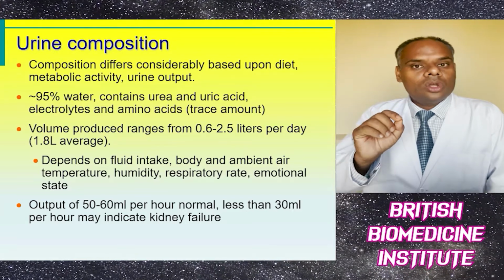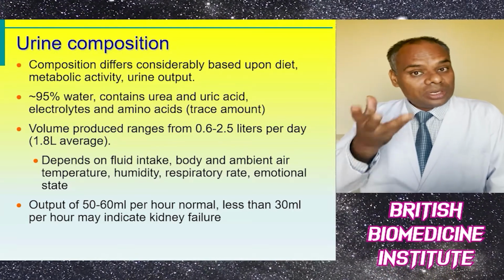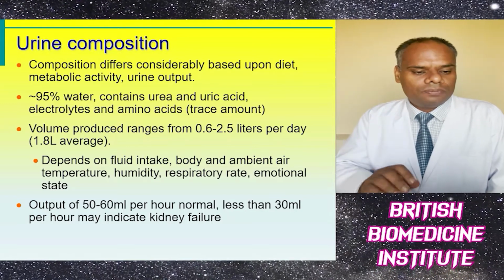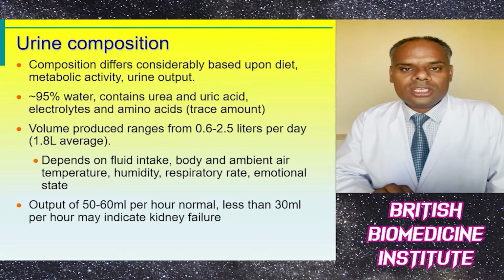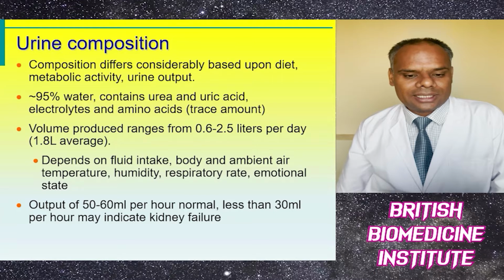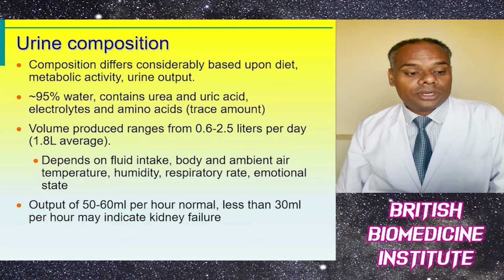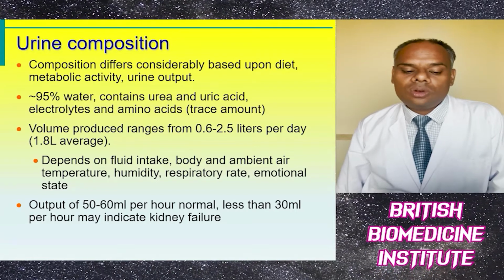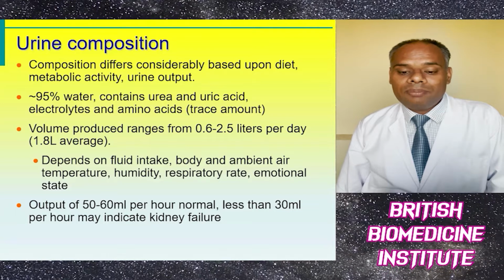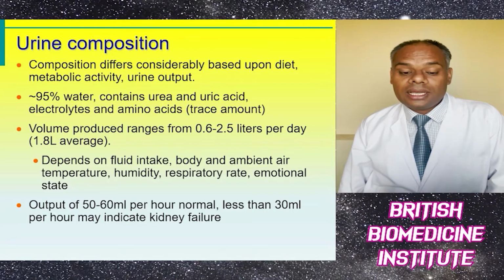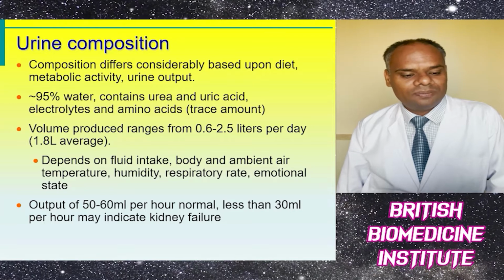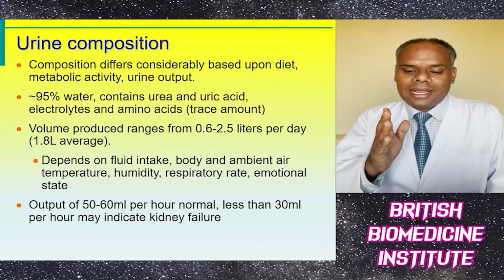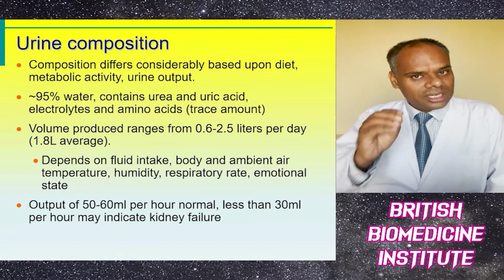95% of the water, which contains urea or uric acid, electrolytes and amino acids in trace amounts, can be reabsorbed. Volume produced ranges from 0.6 to 2.5 liters per day, or 1.8 liters on average. It depends on fluid intake, body and ambient air temperature, humidity, respiratory rate and emotional state. Output of 50-60 ml per hour is normal. If it is less than 30 ml per hour, it may indicate kidney failure.